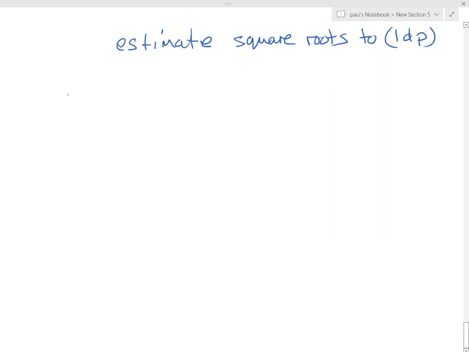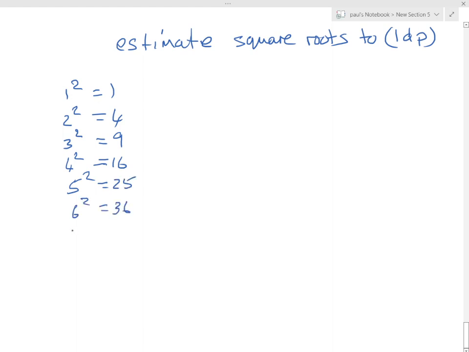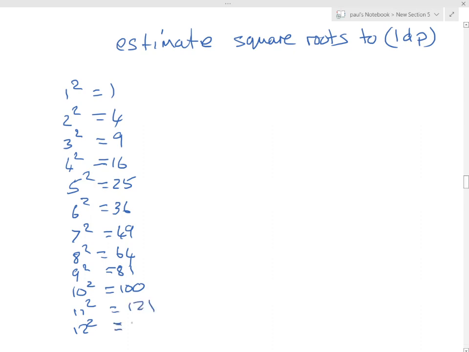So you've got to know that 1 squared equals 1, 2 squared equals 4, 3 squared equals 9, because it's 3 times 3. 4 squared equals 16. You must know these off by heart. 5 squared equals 25. 6 squared equals 36. 7 squared equals 49. 8 squared, 9 squared, 10 squared. That's as far as I'm going to go. 64, 81, and 100. Oh, go on, I've got a bit of room. 11 squared is 121, 12 squared is 144.